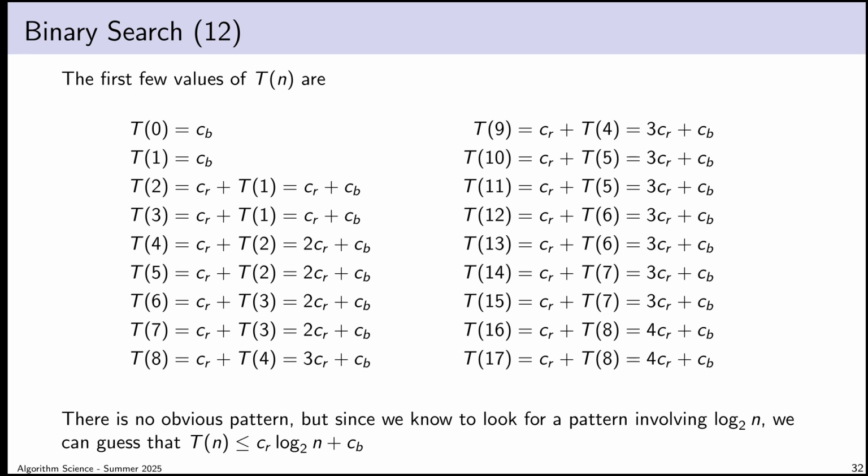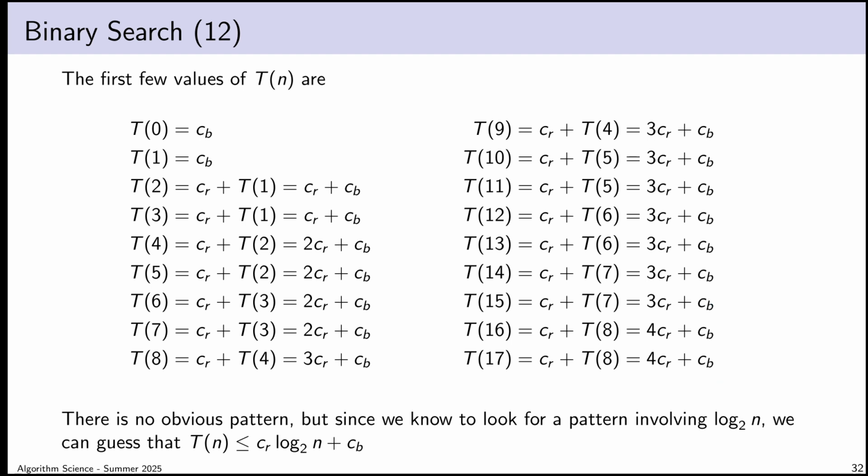And I would argue, so here's the value of T from 0 up to 17. And I don't think there's any obvious pattern here. I mean, yes, I do see that the coefficient of CR seems to keep going up. I don't think I would have to stare at this for quite a while before I notice any pattern, so I don't think it's obvious. So don't feel bad if you don't notice an obvious pattern either.